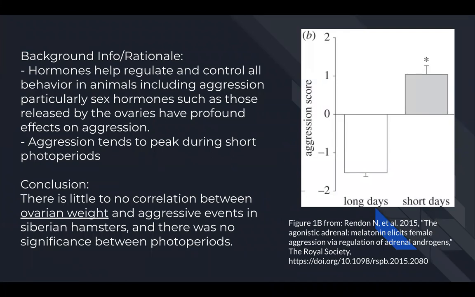Hormones help regulate and control all behaviors in animals, including aggression, particularly sex hormones such as those released by the ovaries, which have profound effects on aggression. So looking over at this graph on the right leads into my next point.